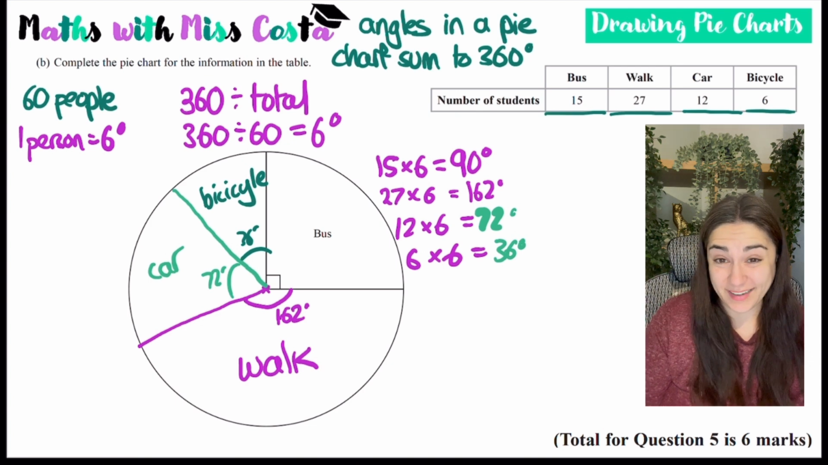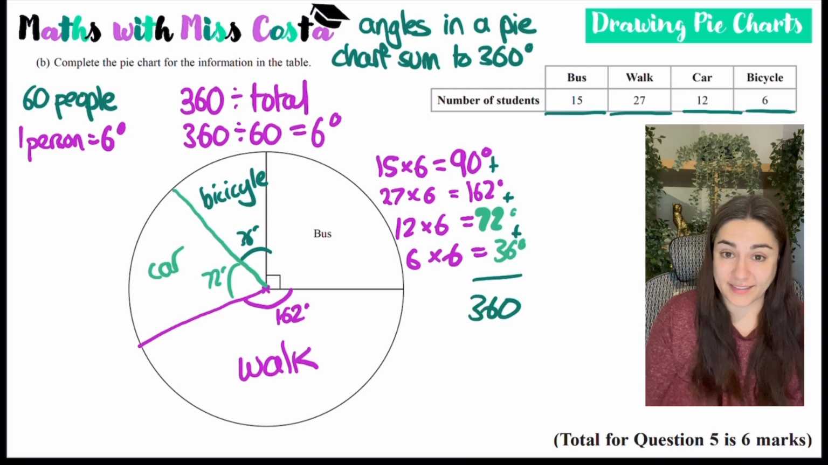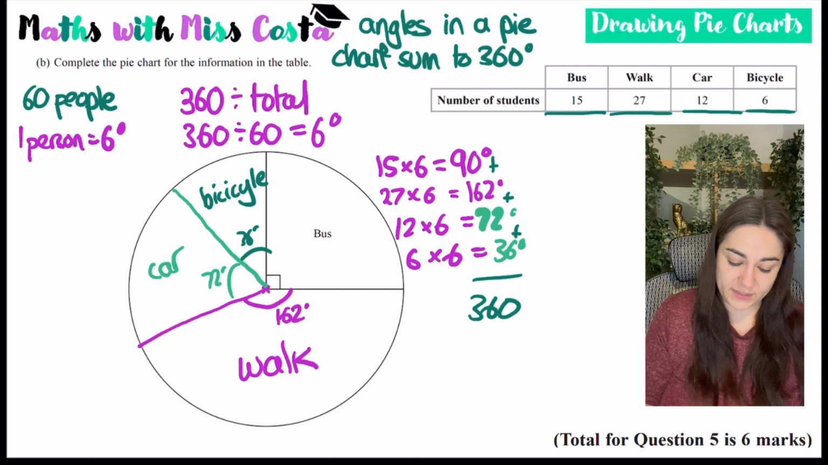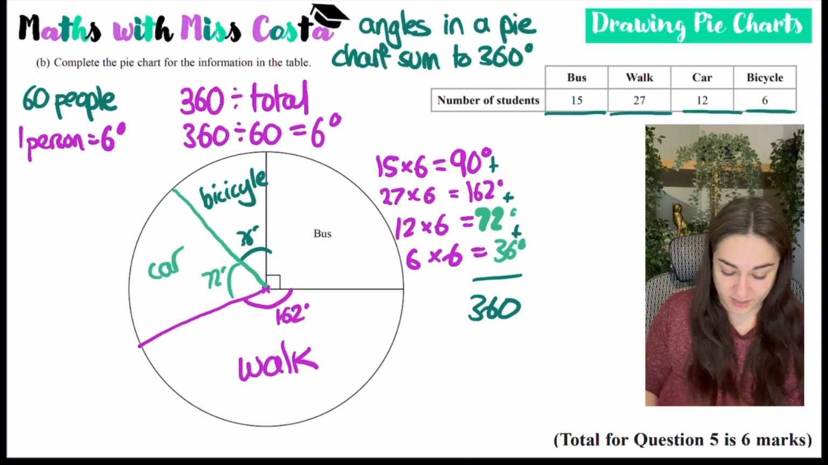Another way to double check that you've done everything correctly is to add all of your degrees together. They should all add up to 360. If they don't, that's a warning sign something's gone wrong. Also, if you do your pie chart and you realise that you've got space left over, that shouldn't happen. So you want to go back and check your work again.